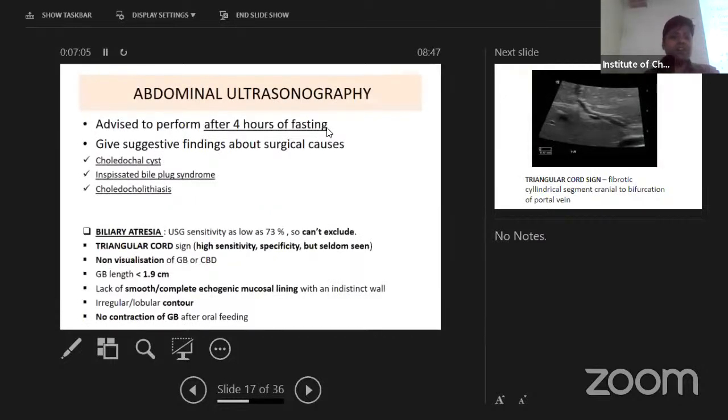Abdominal ultrasonography is advised after 4 hours of fasting, and gives suggestive findings about the surgical causes like choledochal cyst, inspissated bile plug syndrome, choledocholithiasis. In biliary atresia, USG sensitivity is as low as 73%, so it cannot exclude it. Triangular cord sign is highly sensitive and specific, but rarely seen. Non-visualization of the gallbladder or common bile duct. Gallbladder length less than 1.9 centimeter, lack of a smooth or complete echogenic mucosal lining with an indistinct wall, irregular lobular contour, no contraction of the gallbladder after oral feeding.